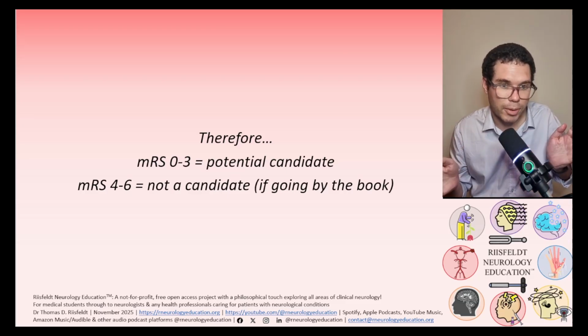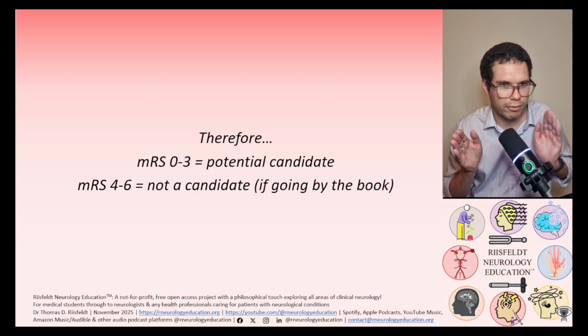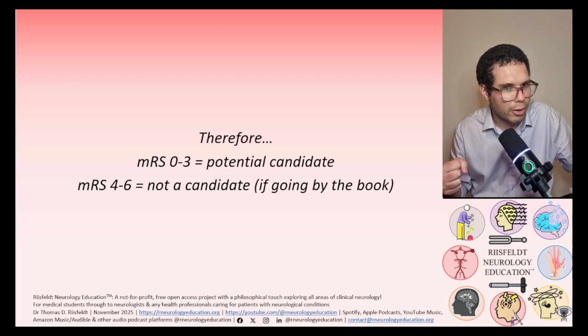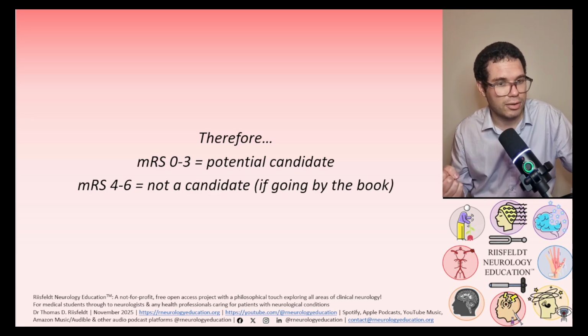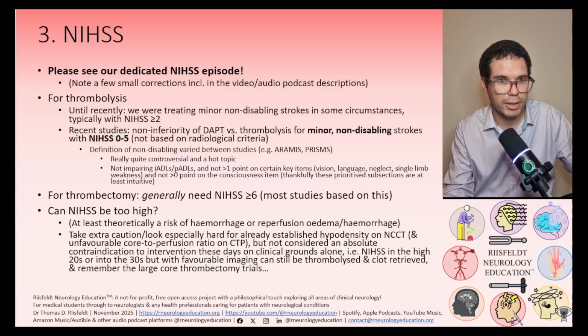So, how are we going to summarize what we just spoke about? Basically, just remember the line in the sand between 3 and 4. If the MRS is 0 to 3, then for all intents and purposes, the patient is a potential candidate for hyperacute stroke assessment and intervention. Whereas if the patient is an MRS of 4, 5, or 6, then going by the book, they are not a good candidate for thrombolysis or thrombectomy.